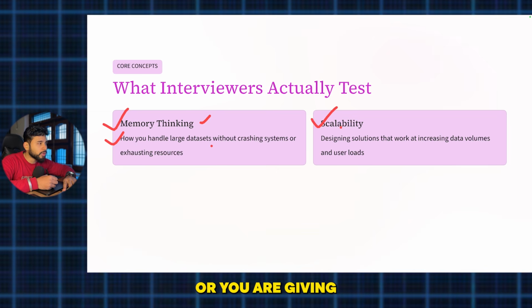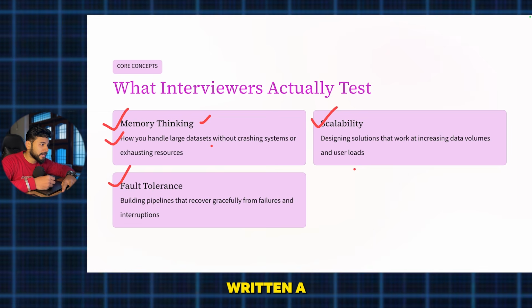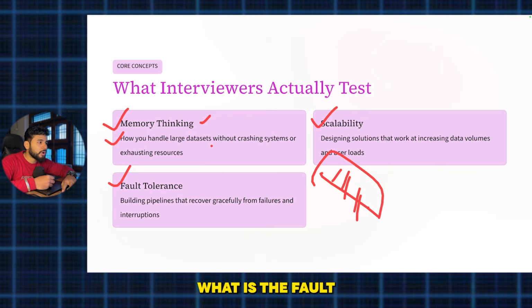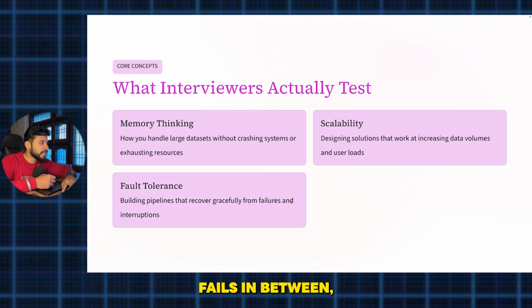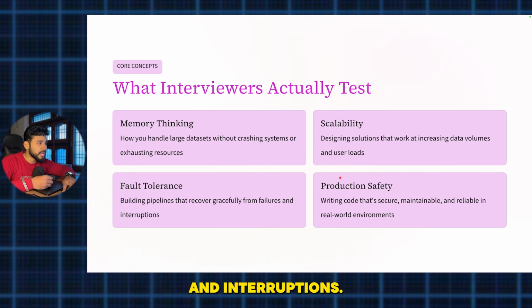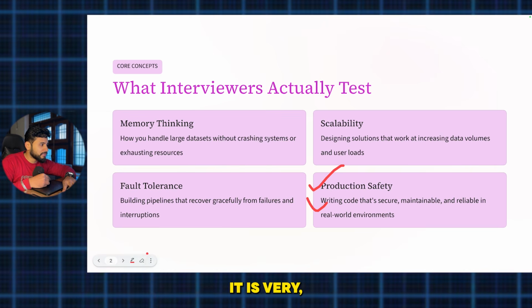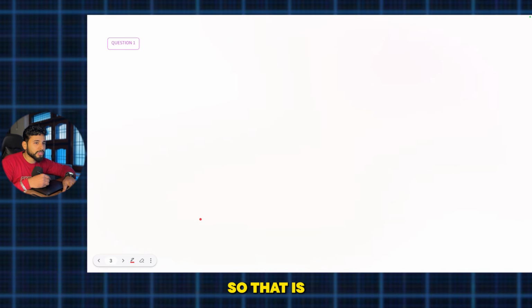When you are writing code, or giving a solution, or talking about one of the answers, how exactly can it scale if the data increases or the user load increases? Next, fault tolerance. If you have written 5 lines of code, what is the fault tolerance of it? If anything fails in between, what will happen? If you build some kind of pipeline, how can it recover gracefully from failures and interruptions? Next thing is production safety. Production safety is very, very important, and we need to think about all aspects whenever you are going for any type of data engineering role, when you will be working on live scenarios.